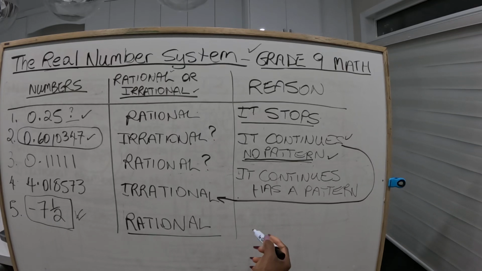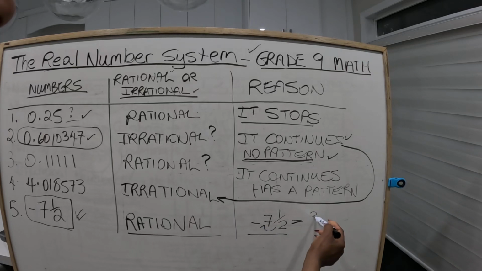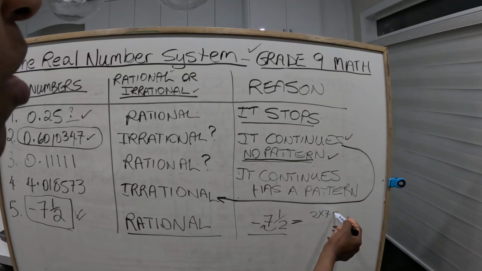And you can also write it as, and I'm going to show you. So 7.5, that's a negative. How you turn it into a mixed number is the same as 2 times 7. So you do 2 times 7, which is equal to 14.